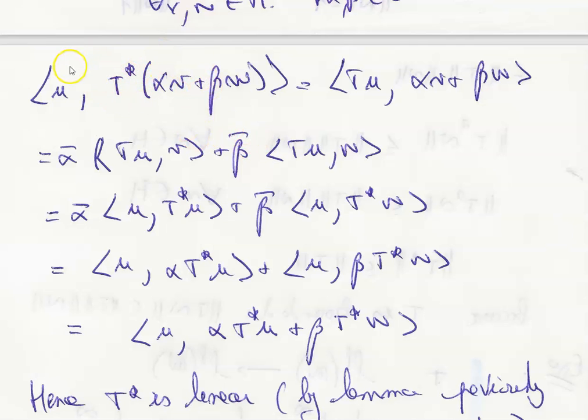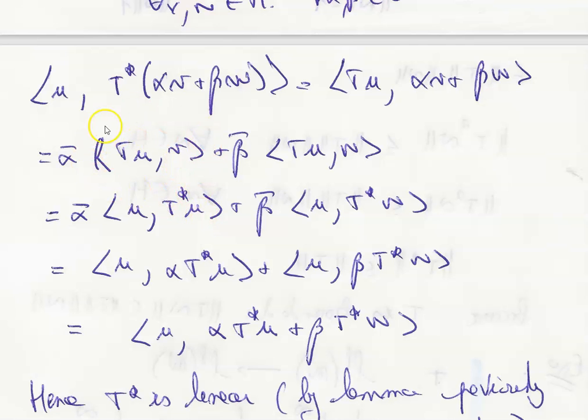So now, using this definition, this is equal to the inner product between TU and alpha V plus beta W. By using the sesquilinearity of the inner product that we defined in my previous videos about normed vector spaces, Banach spaces, and Hilbert spaces, this is nothing less than alpha complex conjugate multiplied by the inner product of TU and V. Then I use the linearity of the inner product, plus beta complex conjugate, because beta is a complex number, multiplied by the inner product of TU and W.